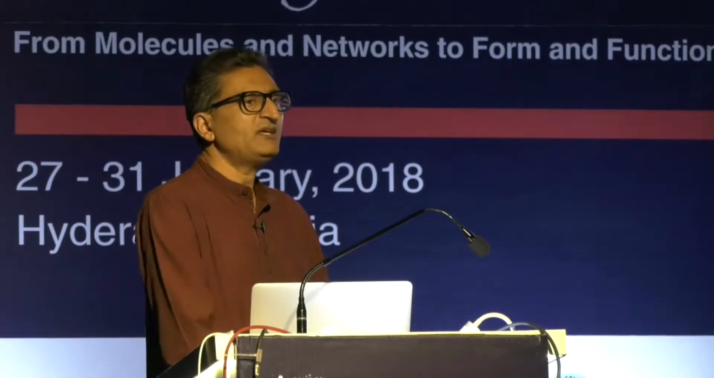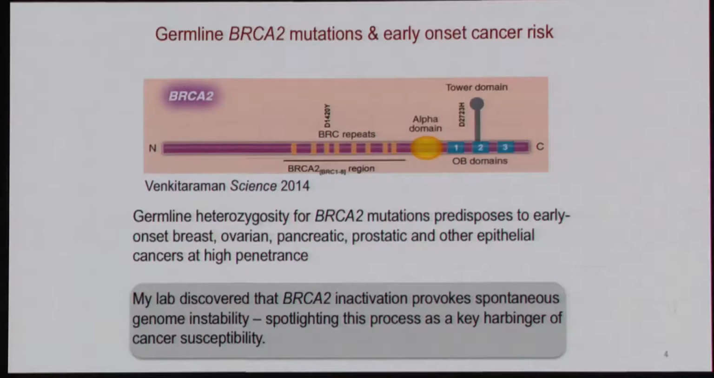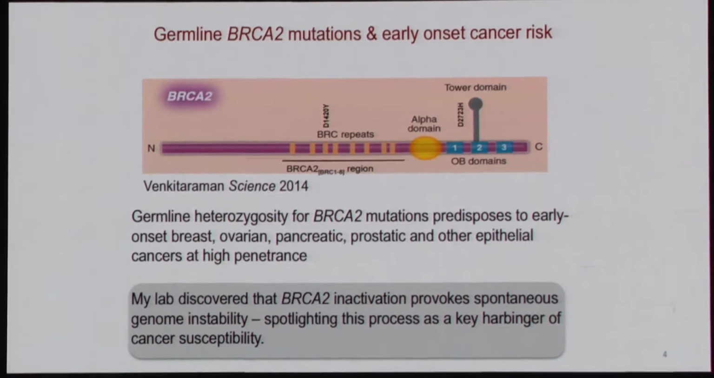So with that said, let me turn to BRCA2. As I said, it was one of the first genes identified, mutations in which confer not only a high predisposition to breast cancer and ovarian cancer, but also to cancers of many other epithelial tissues, the pancreas, the prostate, and so on. So it's not just a breast cancer gene.